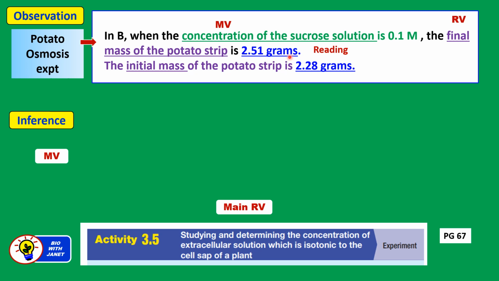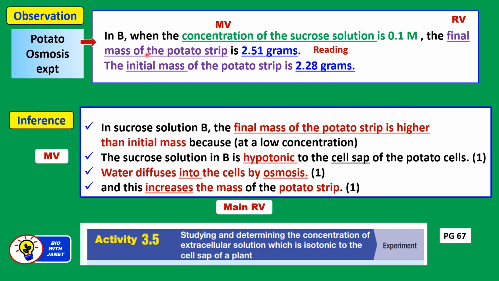Okay, and why is the final mass 2.5 grams? You can see that the initial mass is different from the final mass. Okay, pause the video for a while and try to answer this question. Let's look at the answer.